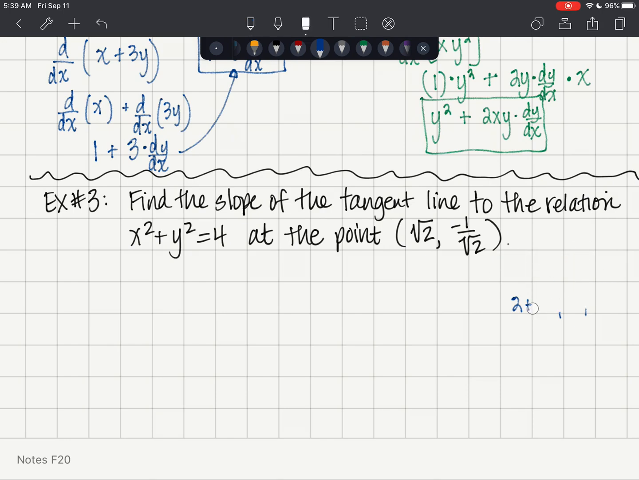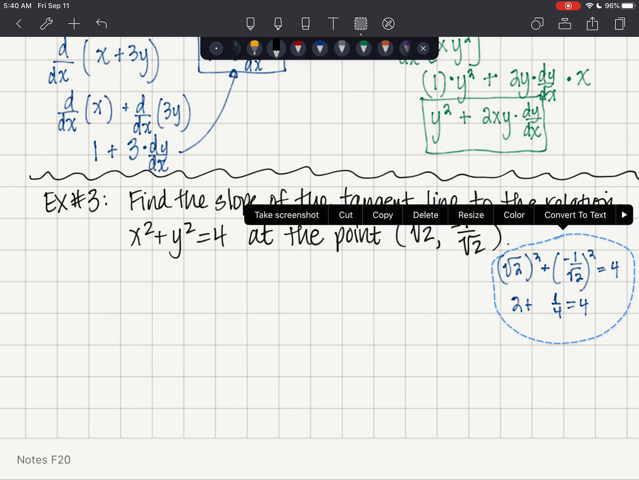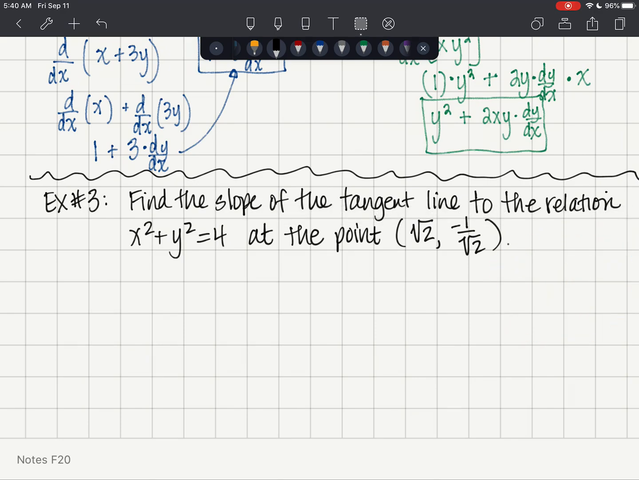So I believe that this needs to be, actually, you know what I think that they're saying here? Find the slope of the tangent line to the relation. Yes, I changed it. I'm not sure if I changed it on your notes, but I did change it on mine, because I didn't want to change the point. It was the equation that needed to be changed. Let's see.